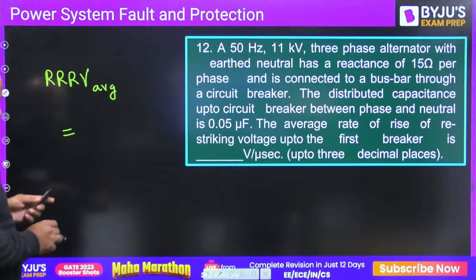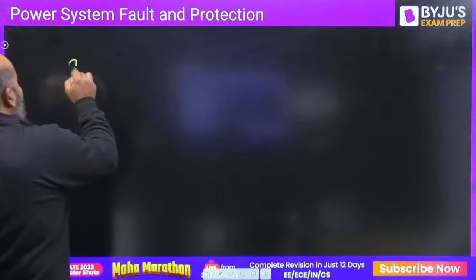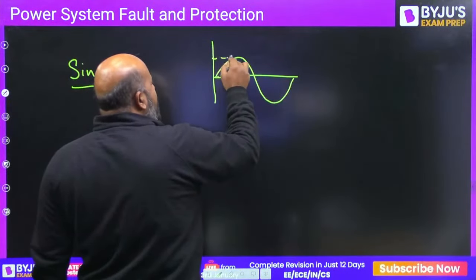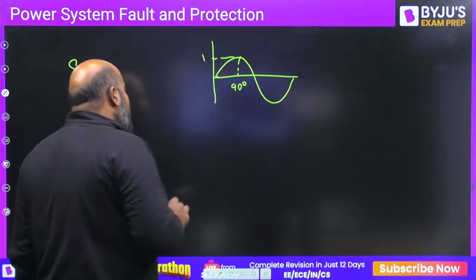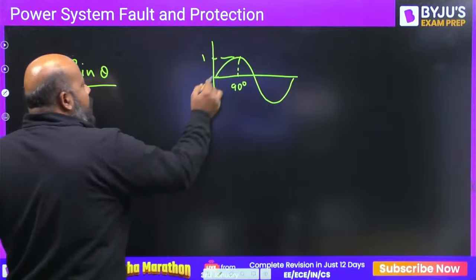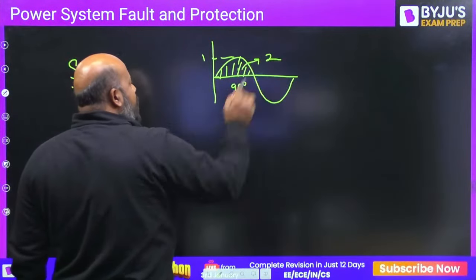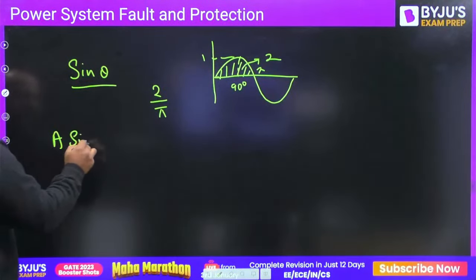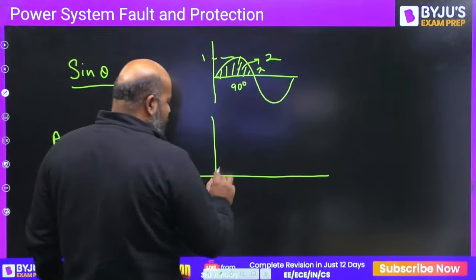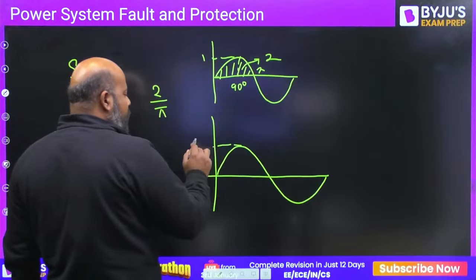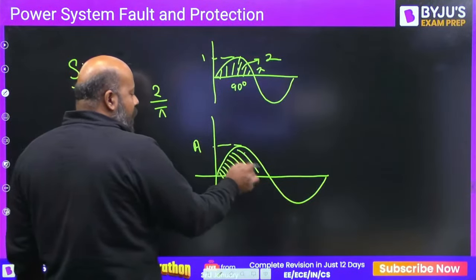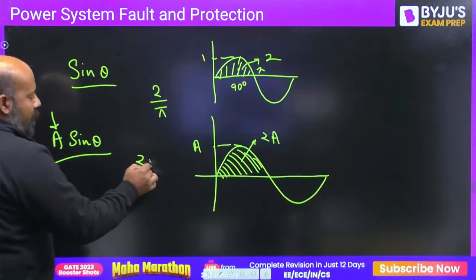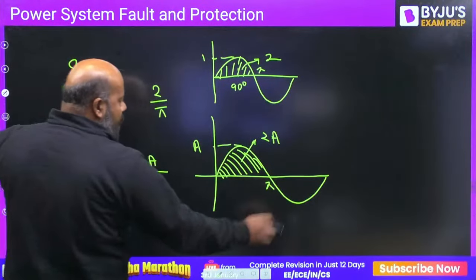Understand this. If there is a sinusoidal quantity, suppose we are writing sine theta, its magnitude is 1. Yes or no? Magnitude is 1. So, what is going to be the average value for half a cycle? This area is 2 and this is pi. 2 upon pi is going to be the average value for sine theta. Now, if the magnitude is a, then the area for half cycle is going to be 2a, so 2a divided by pi is going to be the average value.